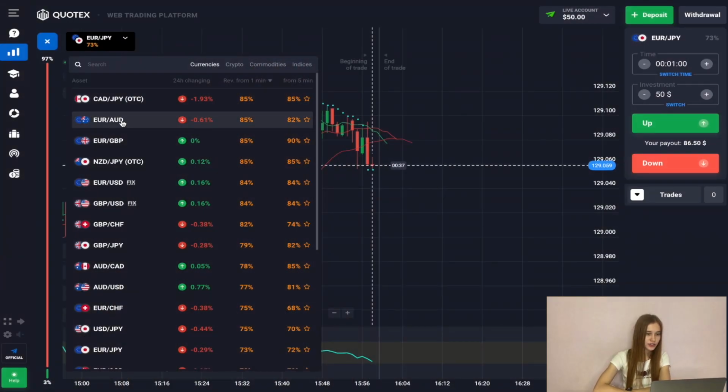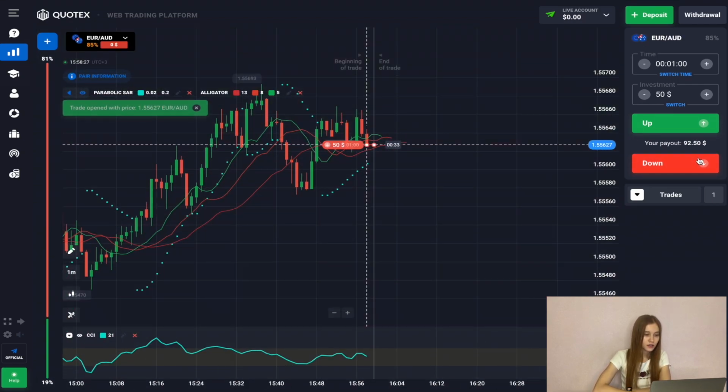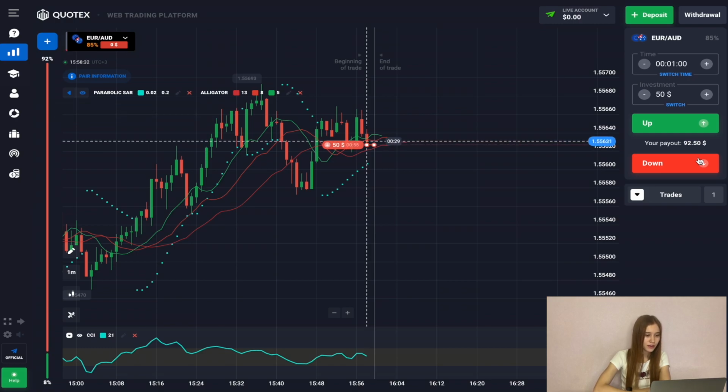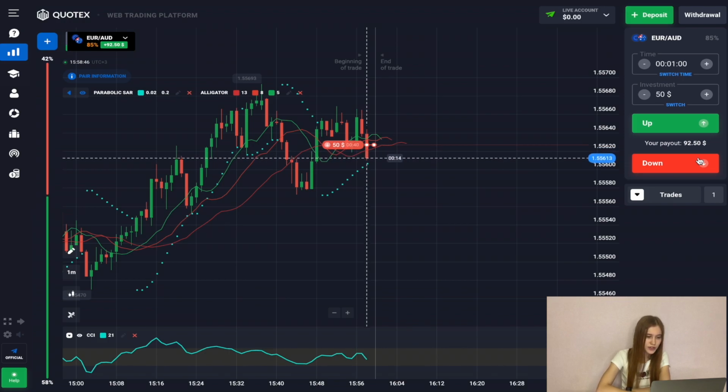We start the trade session with a balance of $50. Expiration time will be 1 minute. Alligator and parabolic indicators indicate the movement and direction of our trend. As an auxiliary, the CCI indicator shows the overbought or oversold state of the price. Let's start. Choose the first currency pair, which will give us a high payout percentage.